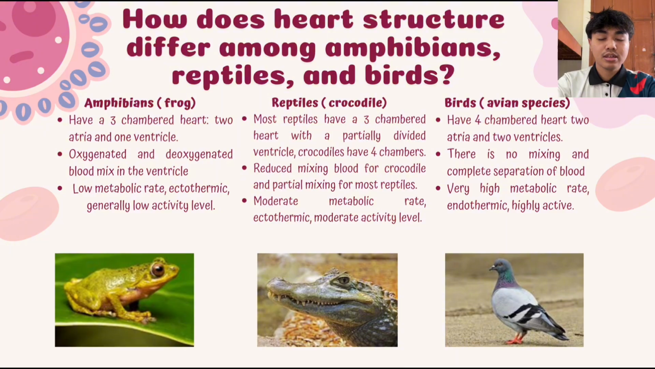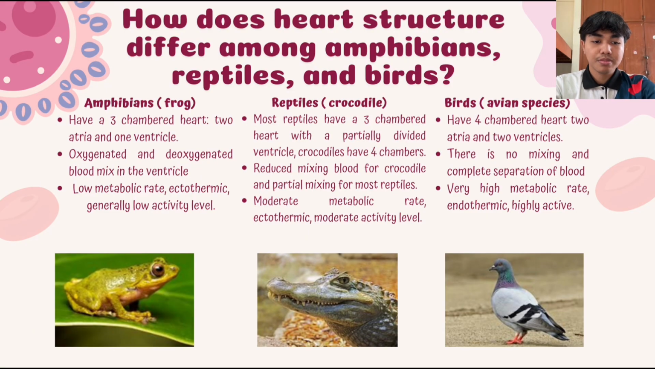Secondly, reptiles. Most reptiles have a 3-chambered heart with a partially divided ventricle, but crocodile have 4 chambers. For blood mix, reduced mixing of blood for crocodile and partial mixing for most reptiles. For metabolic support, moderate metabolic rate, ectothermic, moderate activity level. An example for reptiles is crocodile.